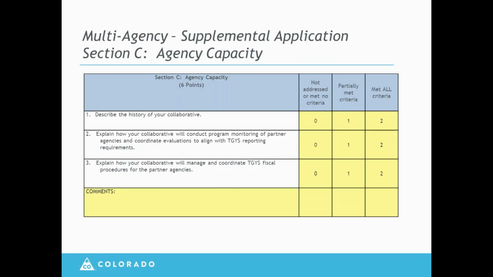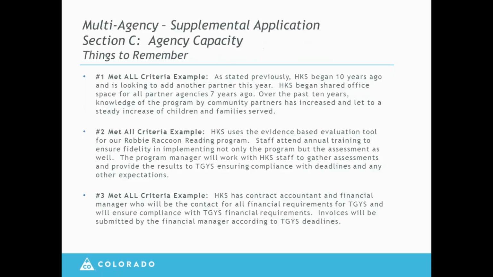Moving right along to section C, which is agency capacity. This is worth 6 points. Number 1 is just describe the history of the collaborative. So we've given you, again, 3 examples of met all criteria.